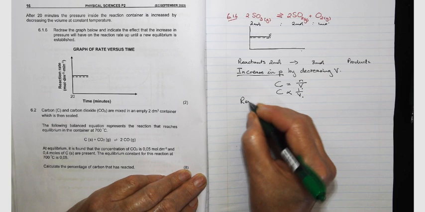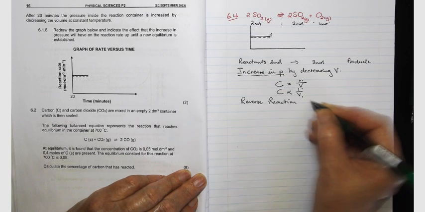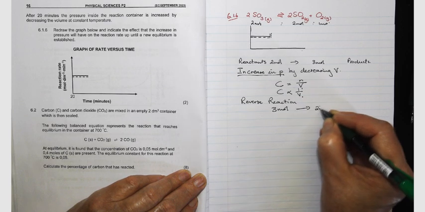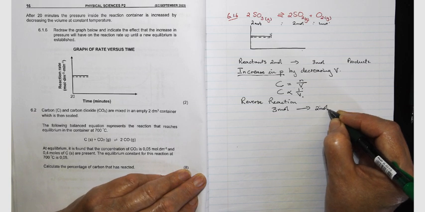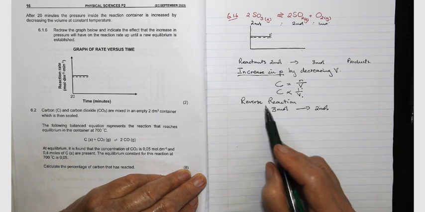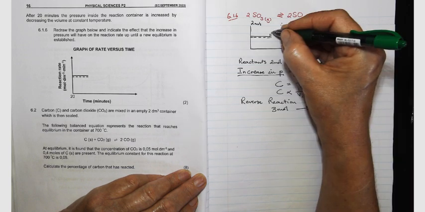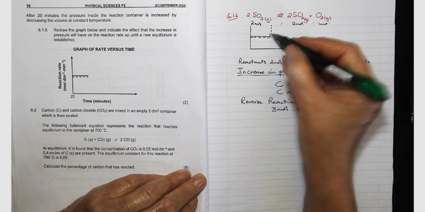The reverse reaction takes 3 moles of gas and makes 2 moles of gas. That will have the effect, according to Le Chatelier's principle, to decrease the pressure again. So an increase in pressure will favor the reaction that produces fewer moles, and in this case it is the reverse reaction. So the reverse reaction will speed up more than the forward reaction.